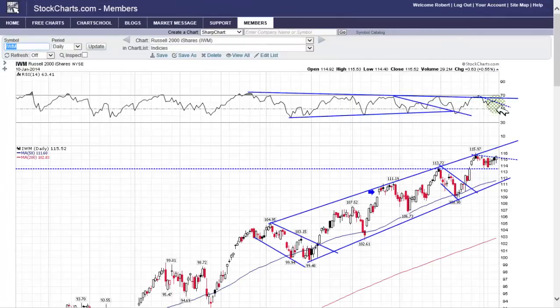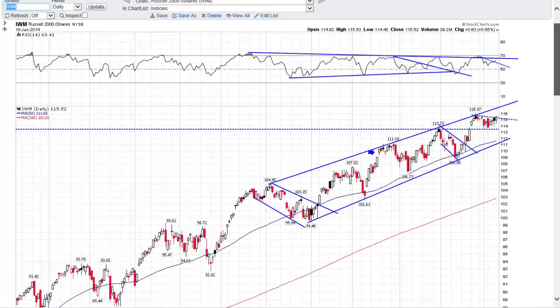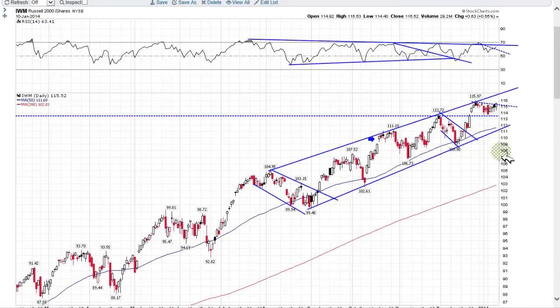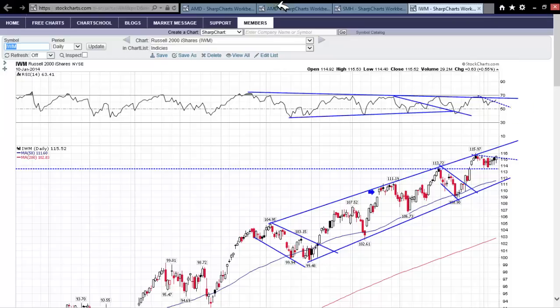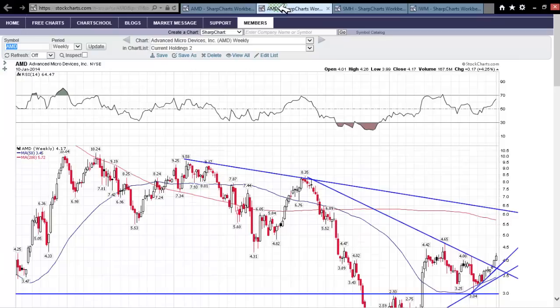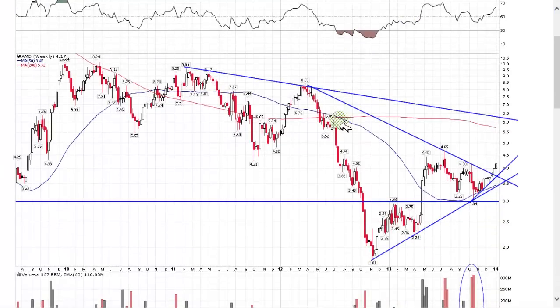The next chart we want to take a look at, or we did take a look at, was IWM. This is the tracking ETF for the Russell 2000. Why does that matter? Again, a ton of semiconductor names make up this index. We want to make sure that the Russell 2000 remains in a healthy uptrend, and as you can see, it does. Now that we've confirmed that the semiconductor sector and the Russell 2000 is in an uptrend, now we can take a look at the weekly chart of AMD.